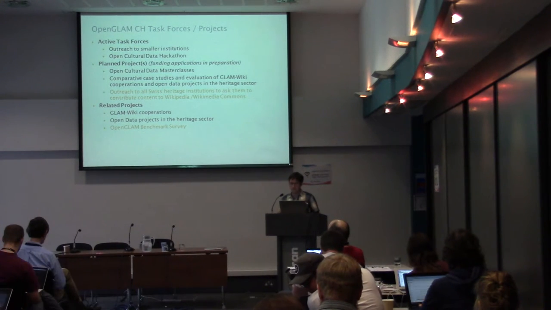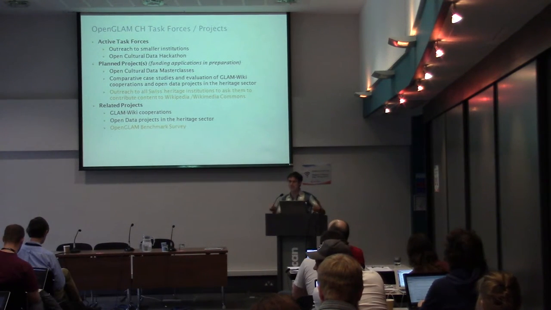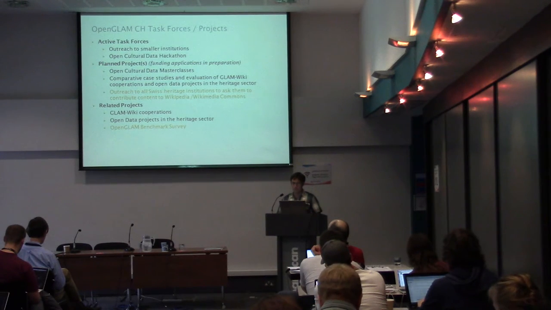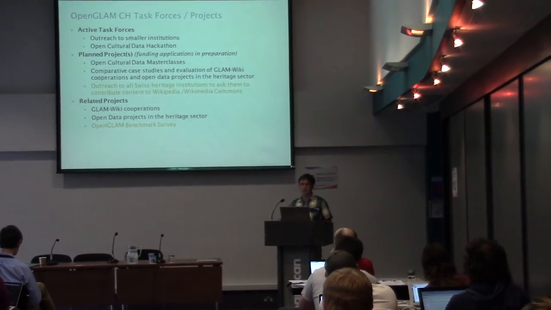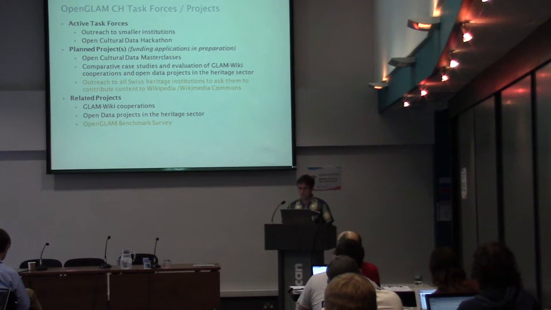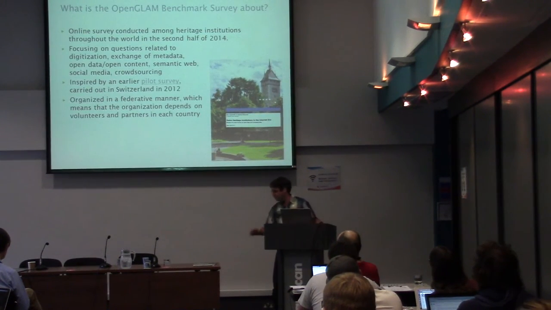And we're presently also with some partners in the heritage sector starting a wiki project to address all the Swiss heritage institutions to make contributions to Wikimedia Commons and Wikipedia. And we have a whole series of related projects like GLAM wiki cooperations, open data projects in the heritage sector. And the last one which I want to talk about today is the OpenGLAM benchmark survey.